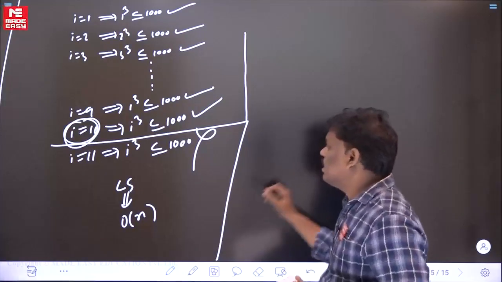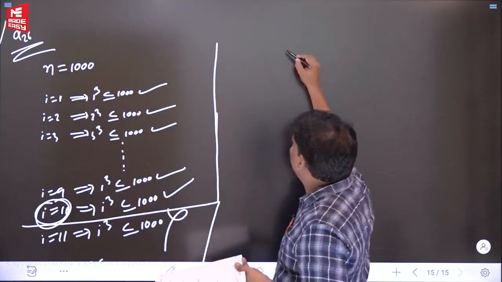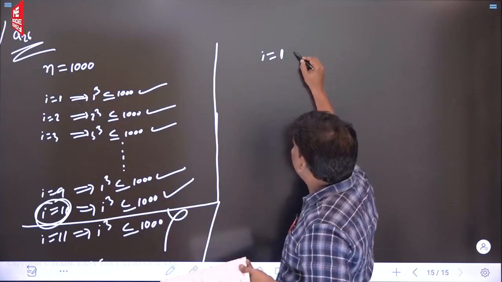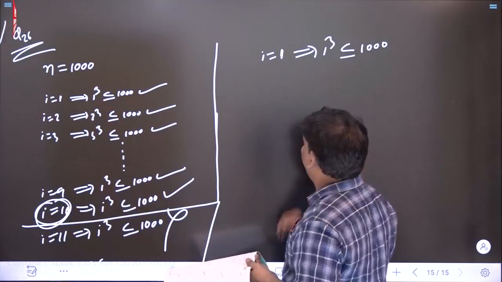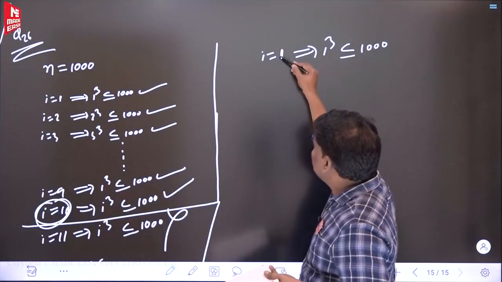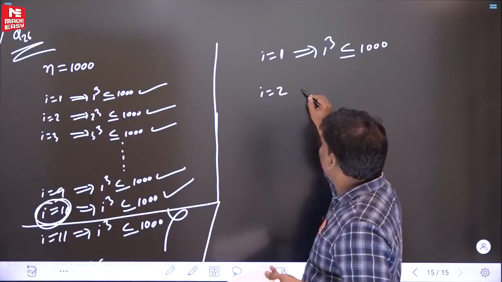See one more nice algorithm. See the interesting answer. This is the answer. See this one. I is equal to 1 you do first. I is equal to 1, you check 1 cube less than or equal to 1000, true. Next one, see the next one now. I is equal to 1, it's okay. Now instead of increasing by 1, double it. I is equal to 2, you check.